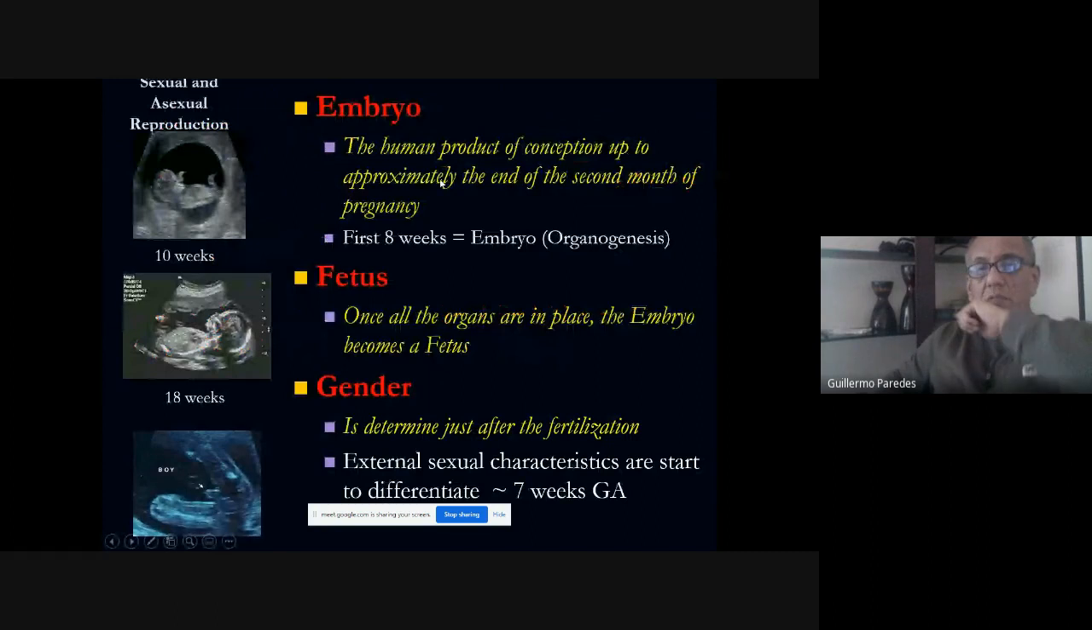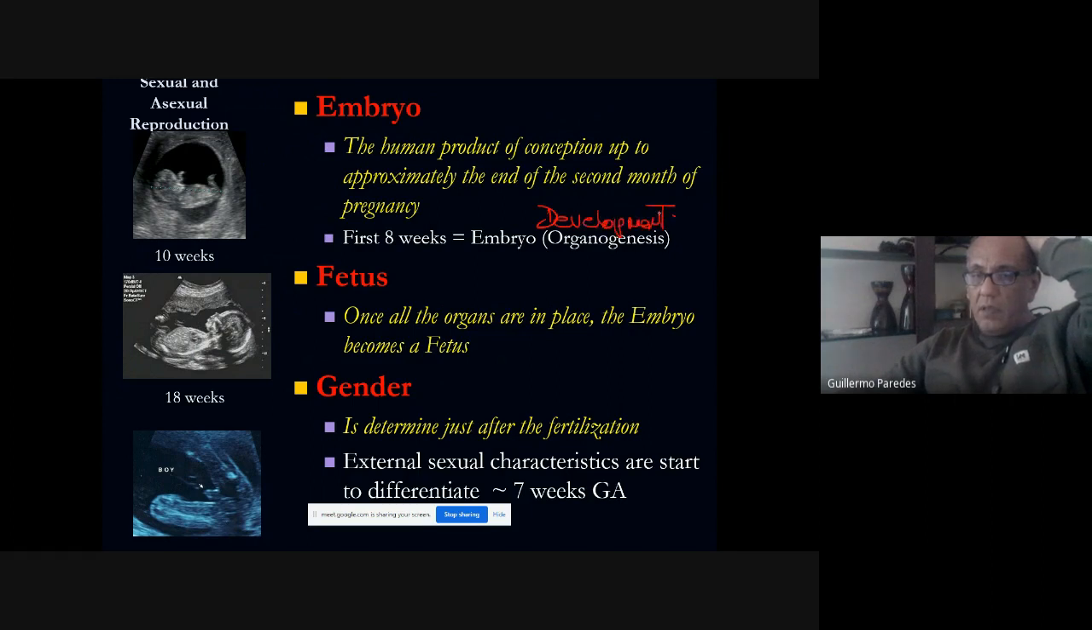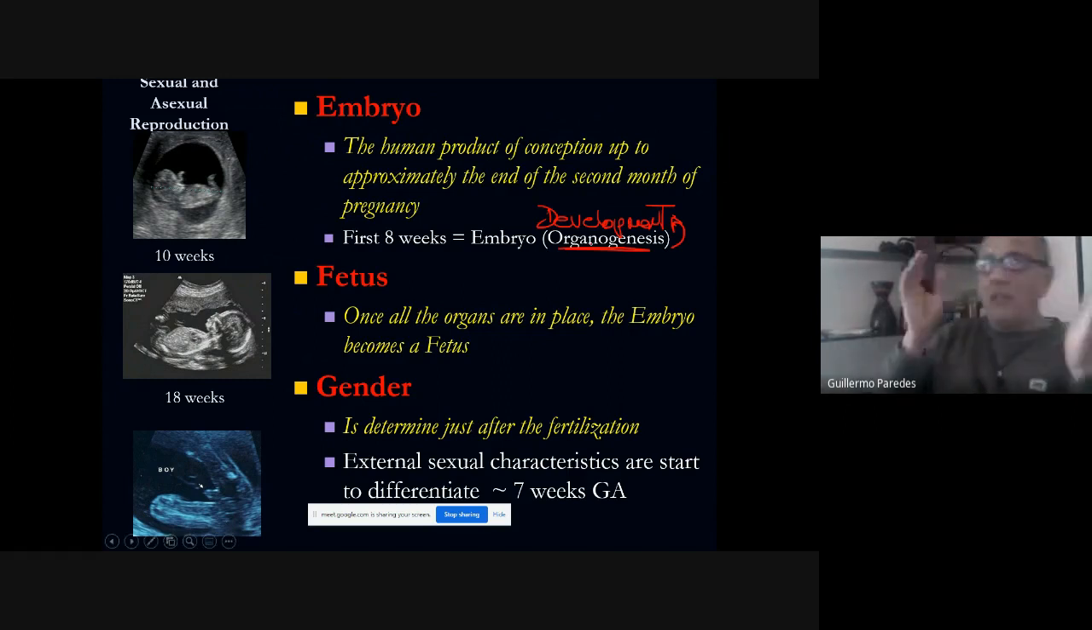Embryo, the human product of conception, up to approximately the end of the second month of pregnancy, first 8 weeks. Embryo, organogenesis, development. So what is organogenesis? Development of the product, of the embryo. Organogenesis, you can look at it another way. What is organogenesis? It is the formation of the organs, internal organs, anatomy and physiology.